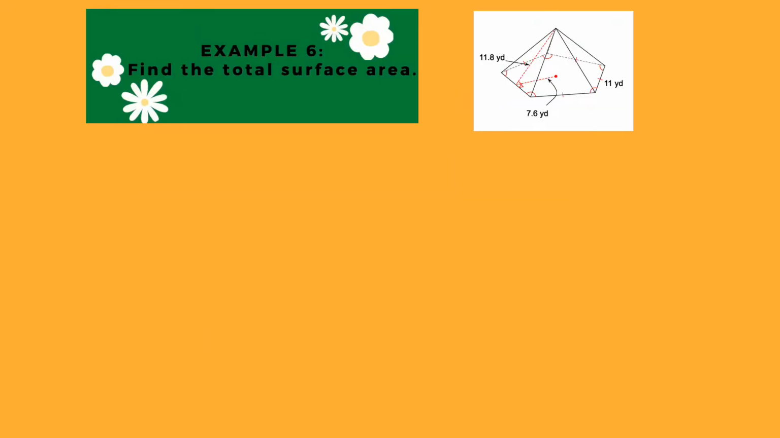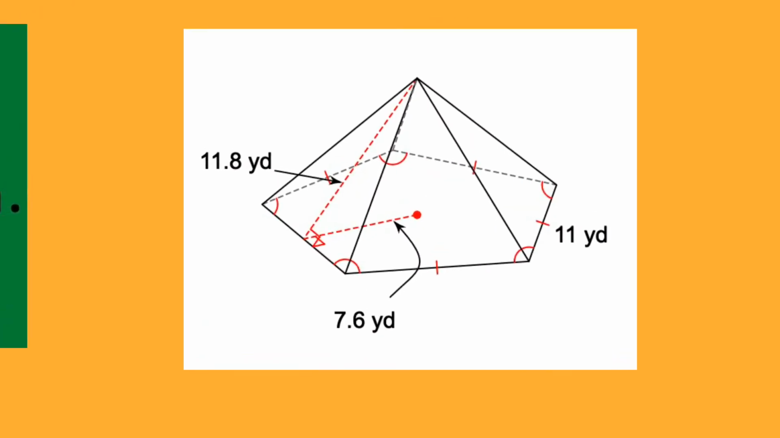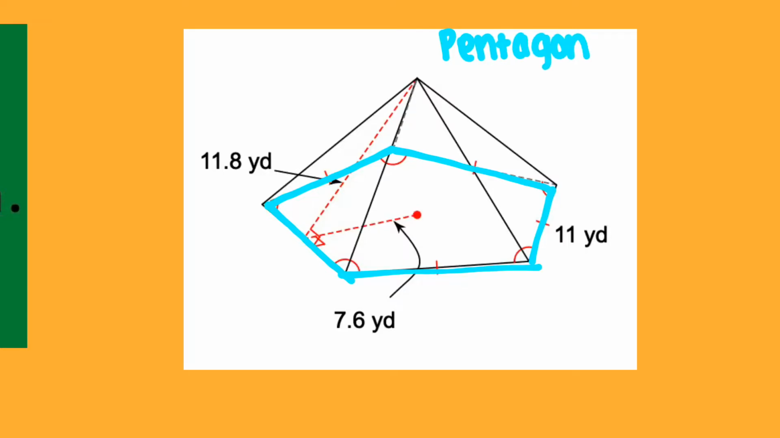All right, and the last example we're going to do, example 6. I'm asking you again to find the total surface area. When I look over here at the base, I see that it has 1, 2, 3, 4, 5 sides. So this pyramid has a base shape of a pentagon. And if you notice, all the sides have the little tick marks, so it is a regular pentagon.